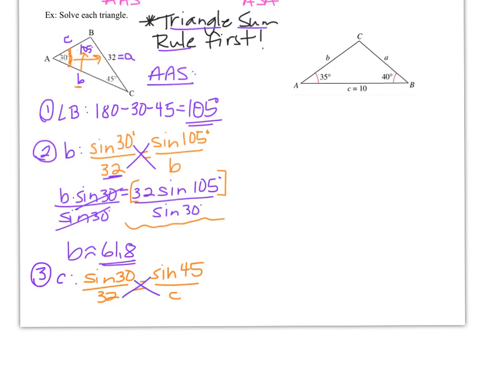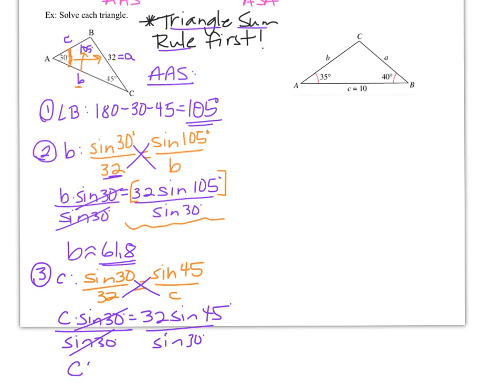We cross multiply. C times sine 30 equals 32 times sine 45. Gets rid of our fractions. Divide both sides by sine 30. And then we plug all of that into our calculator. And the side length for C should be approximately 45.3.